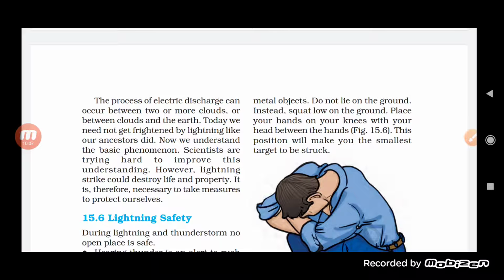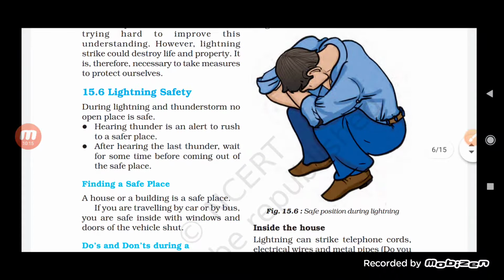So what are the things that we must do in order to save ourselves from lightning? The first one: during lightning and thunderstorm, no open place is safe. When lightning and thunderstorm occur, there is no place in the open which we can say is safe.